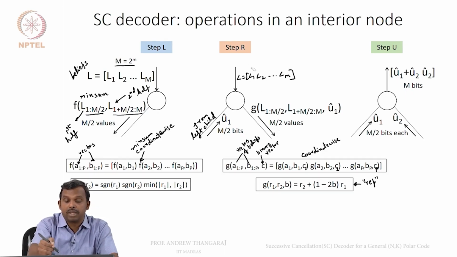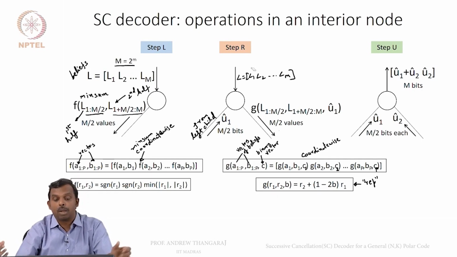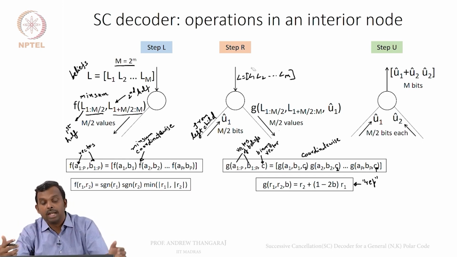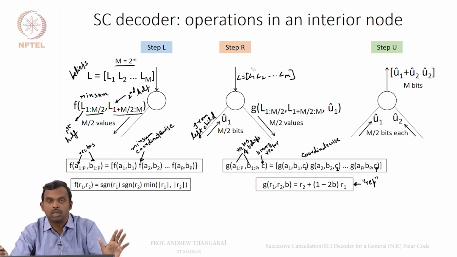You use these beliefs that were incoming in the node, and once you get some decisions from the left child, you combine the two using this function G and send it to the right child. So that is step R. That concludes step R. Now the node can be quiet. It doesn't have anything to do till it receives something back from the right child also.